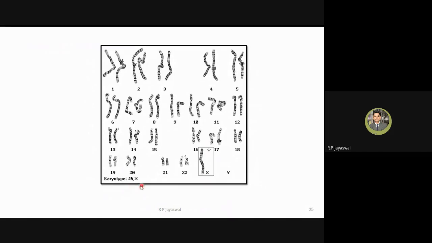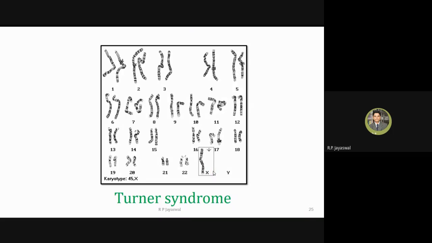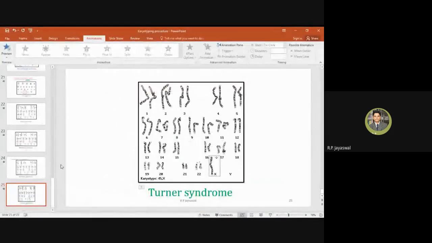So 45,X. The sex is not determined because double X is not there, only a single X is there, and the Y chromosome is also missing. So we write 45,X, and we call this Turner syndrome, where there is a deletion of one sex chromosome. It has only one X chromosome. This is what we have studied: karyotyping and chromosomal disorders. We have seen some karyotypes also.